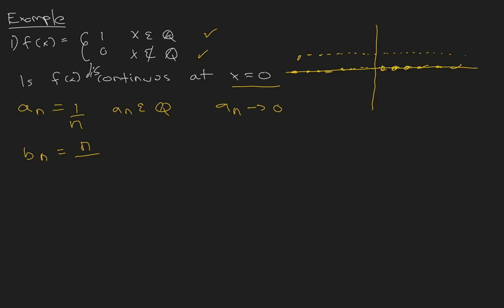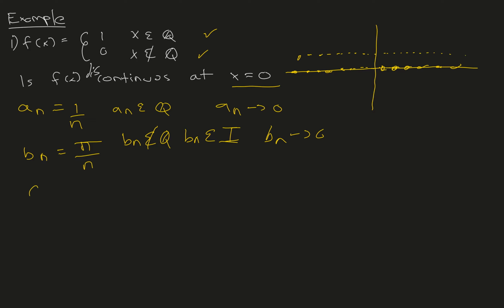so it'll always be in the irrationals, so it won't be in the rationals. So bn will be in the irrationals. And we know that bn tends to 0. You can also choose bn as root 2 over n or e over n, but pi over n is a nice way to put it.